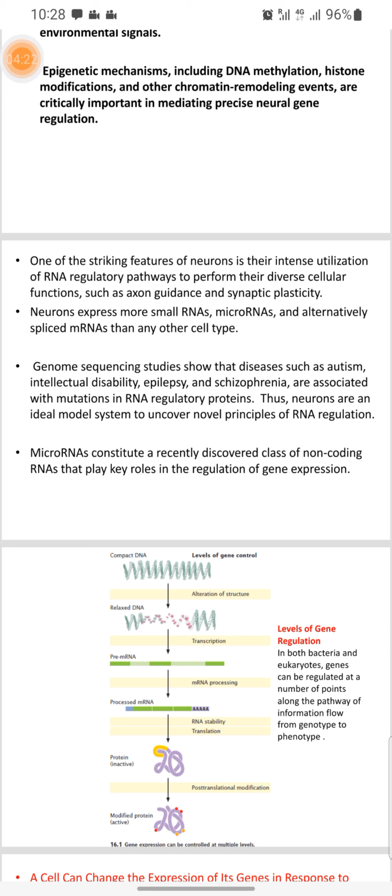Genome sequencing studies show that diseases such as autism, intellectual disability, epilepsy, and schizophrenia, and neural disorders are associated with mutations in the RNA regulatory proteins, so the genome may be affected. So regulation of the genes may not be normal, so CNS diseases may occur. Thus neurons are an ideal model system to uncover novel principles of RNA regulation.